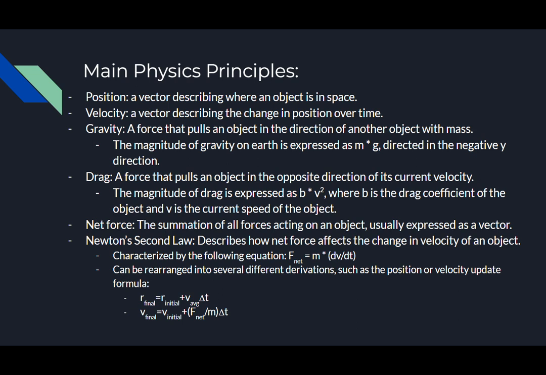Drag is a force that pulls an object in the opposite direction of its current velocity. The magnitude of drag is expressed as b times velocity squared, where b is the drag coefficient of the object and v is the current speed of the object. Net force is the summation of all the forces acting on an object, usually expressed as a vector.